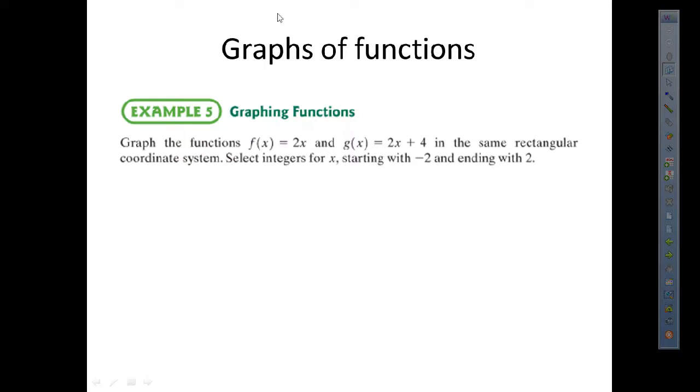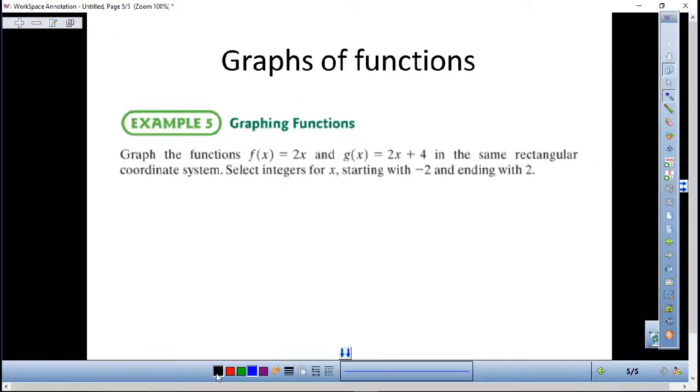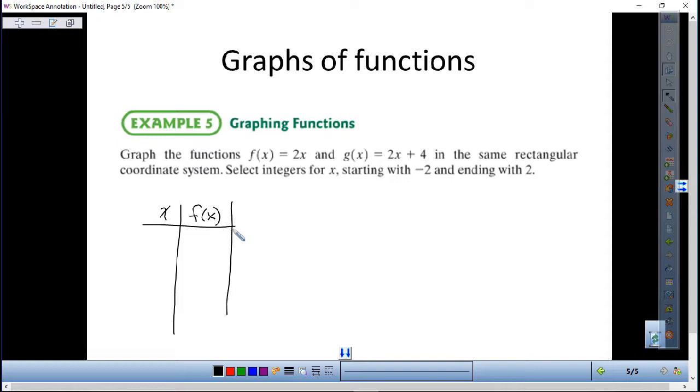All right, so we're going to start off with a t-chart. We're going to go ahead and get all our points, and then we'll just put it into a graph that we'll draw over here. So here's my x, and I'll put f of x here, and I'll put g of x here. Remember, f of x is 2x, g of x is 2x plus 4. And they say start with -2 and end with +2. So -2, -1, 0, 1, and 2.